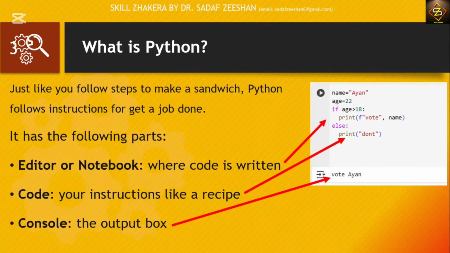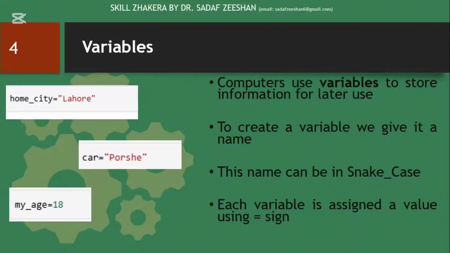You have an editor or a notebook, which is a place where you write the code. Then on that notebook, you will write a certain set of instructions, certain code. And when we run that code, the result, or the output, will be displayed in something which is called a console.